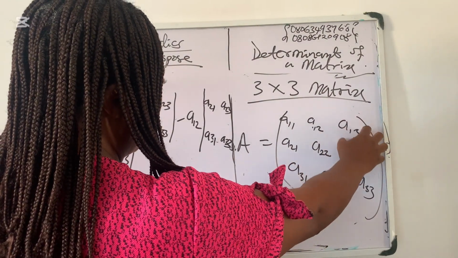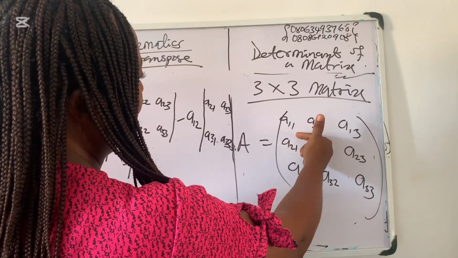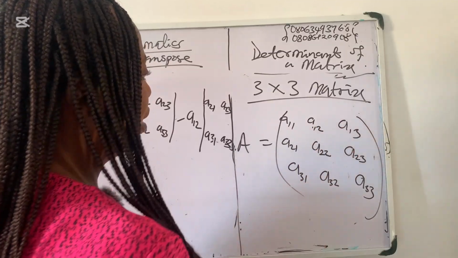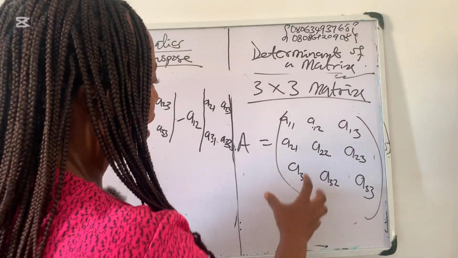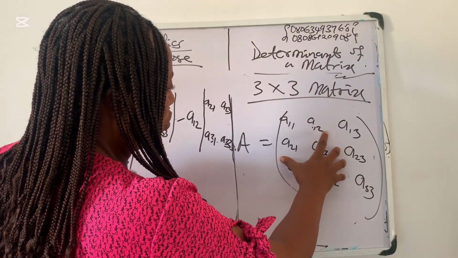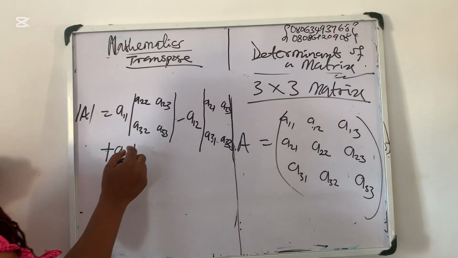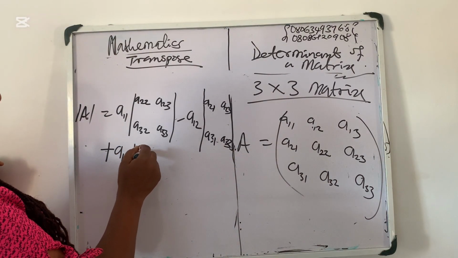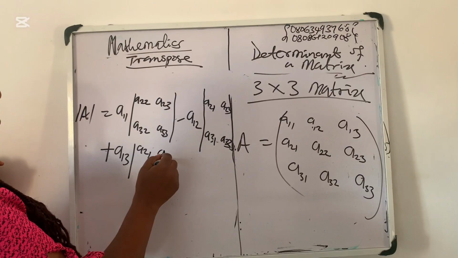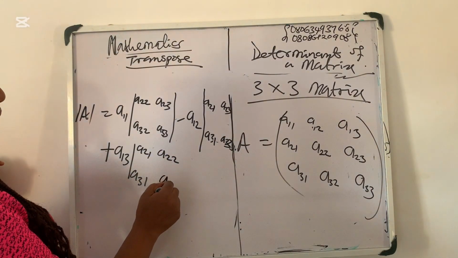See the column where A13 is. Don't touch anything there. Do not touch anything on the row where A13 is. On that note, we have the entries as A21, A22, A31, and A32.